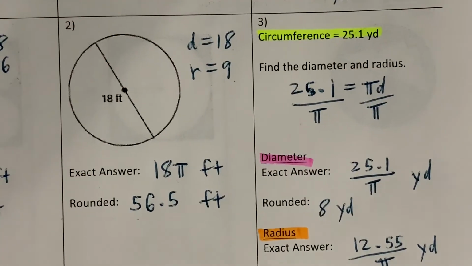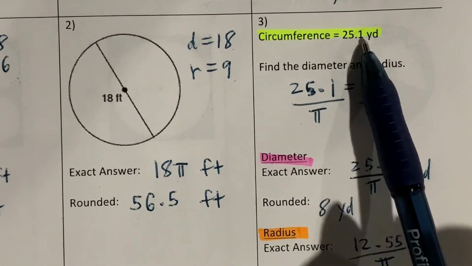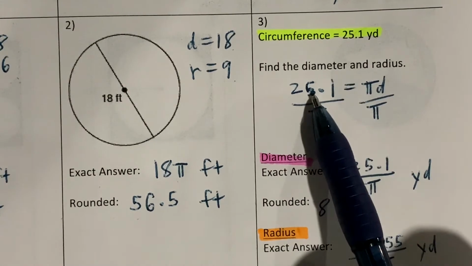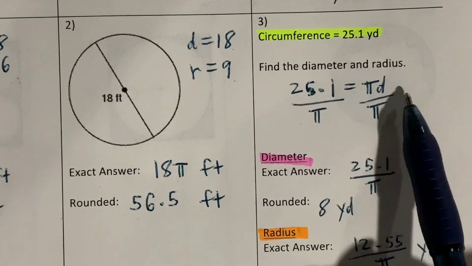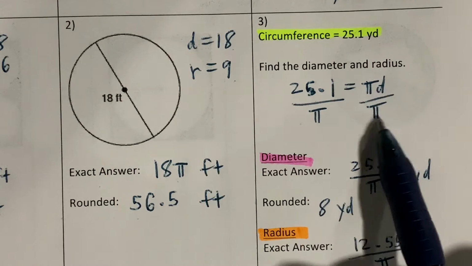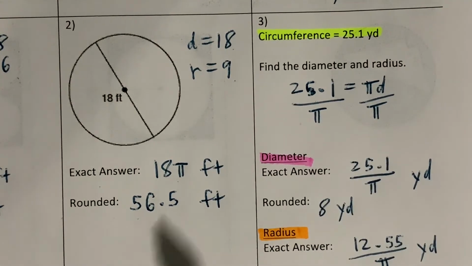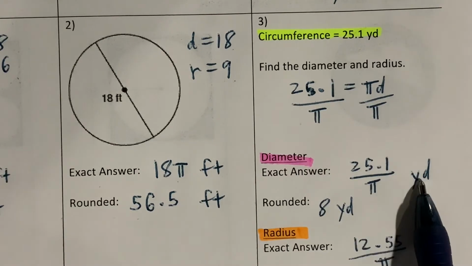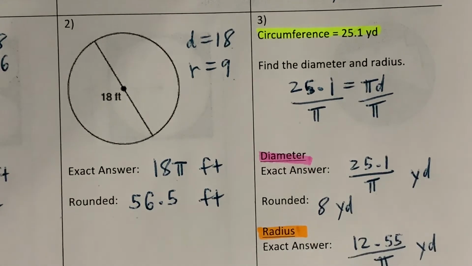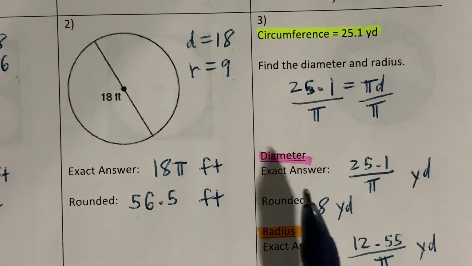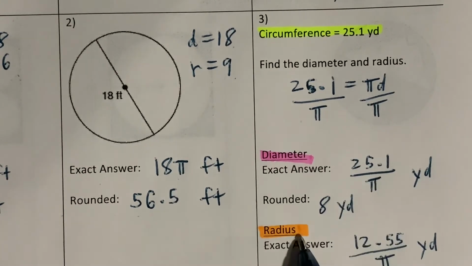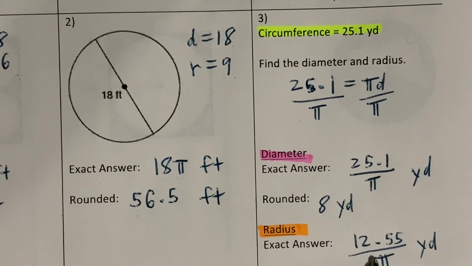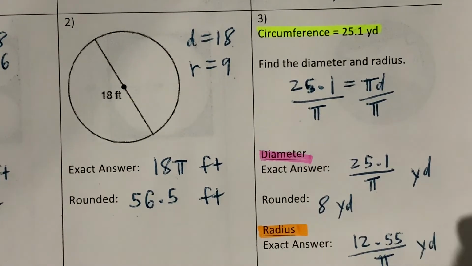And then for you try 3, I was working backwards. I was given that my circumference was 25.1, and I had to work backwards to find my diameter, so I divided by pi on both sides. For my exact answer, I get 25.1 divided by pi yards. My rounded answer is 8 yards. And then once I knew my diameter, I could cut it in half to find my radius. So my radius exact answer was 12.55 divided by pi yards, and my rounded answer was 4 yards.